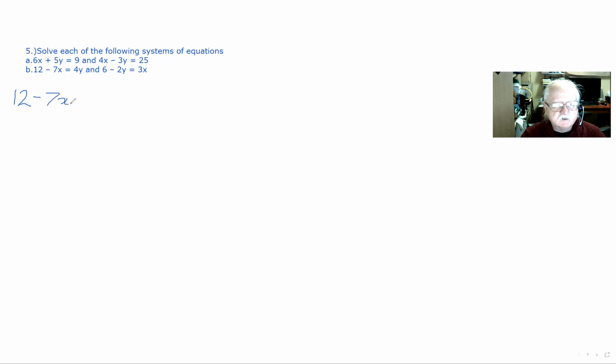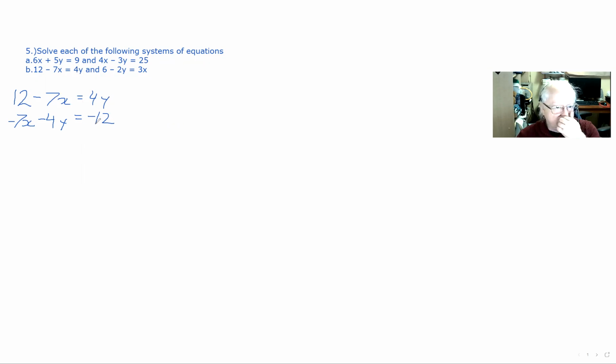12 take away 7x equals 4y. So the first problem we see, this is not in the standard form. The 12 isn't in the right place, and the 4y is not in the right place. So we're going to manipulate this to be 7x. The 4y is going to leap over, become negative 4y. And the 12 will have to leap over, become negative 12.